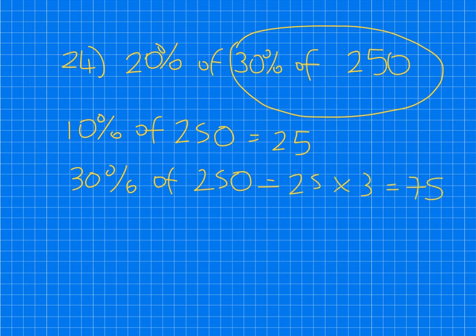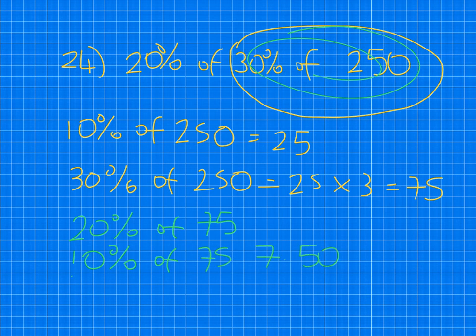Now you've worked out that this bit here is 75, we can find 20% of 75. Well, 10% of 75 is 7.5 or £7.50. Therefore, 20% of 75 is double that, is 15. So our answer is 15. There is 1 mark for the correct working and 1 mark for the correct solution.